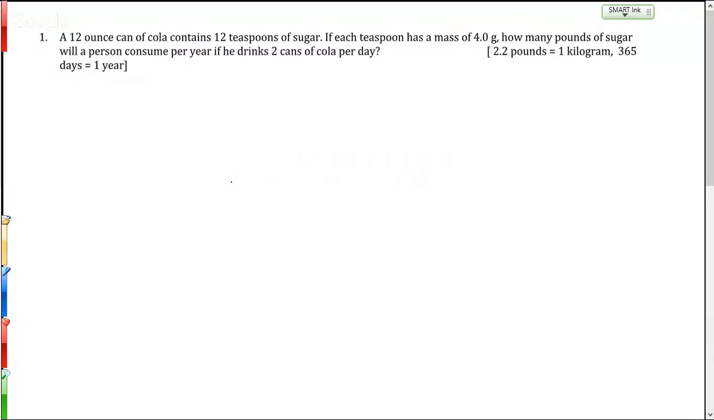Okay, so you got to avoid the unnecessary information and just focus on what you need, where you're starting from, and where you're going. So a 12-ounce can of cola contains 12 teaspoons of sugar.